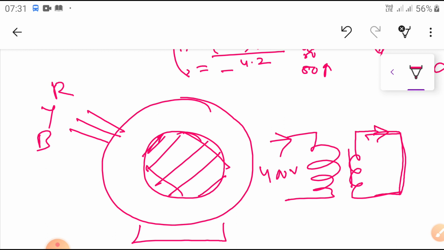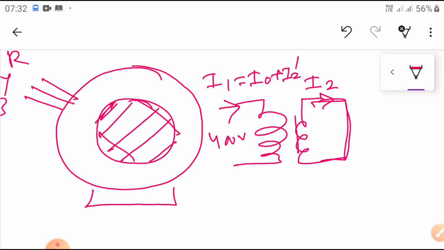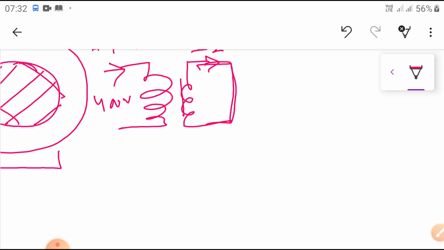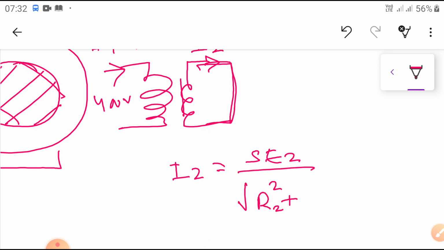Secondary side current will go, and at the same time the I2 current is more, and similarly I1 is equal to I0 plus I2 dash. What is the I2 current? The current is flowing in this case. Already we know that I2 is equal to S into E2 by root of R2 whole square plus SX2 whole square. We have seen.